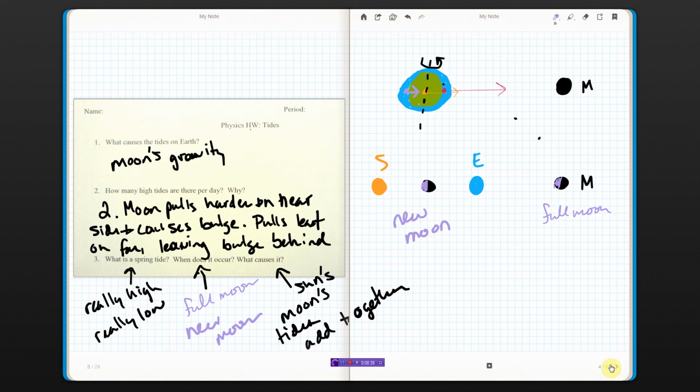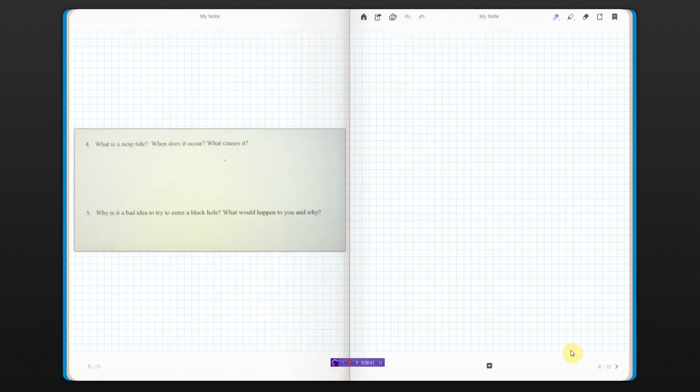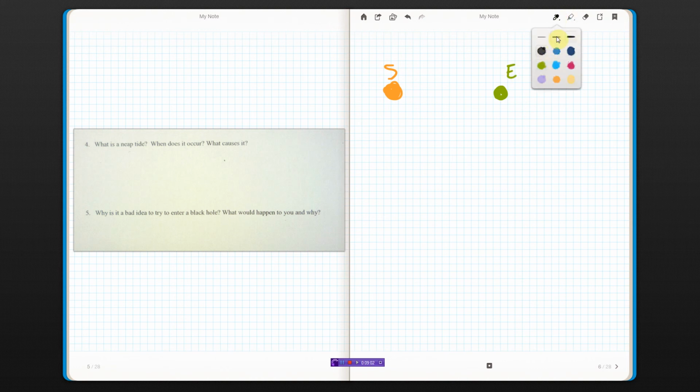Okay, let's look at the back. What is a neap tide? When does it occur? What causes it? This is a lot like a spring tide, except it's exactly the opposite. So let's put the Sun here. Earth. Okay, so this is exactly the opposite.